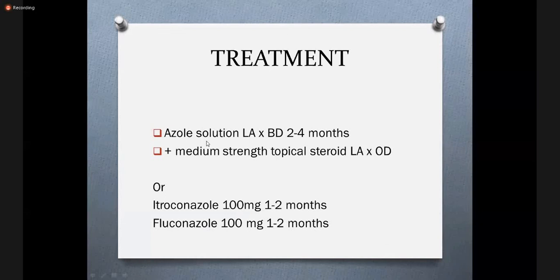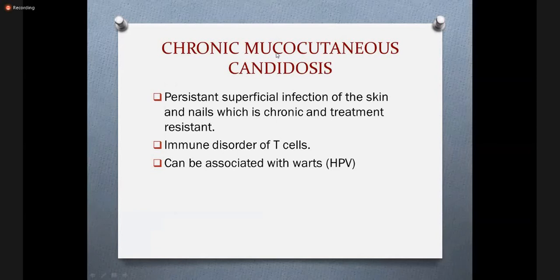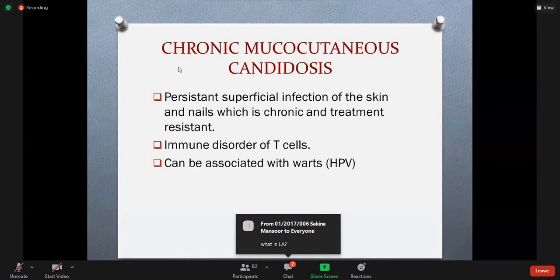Okay, now a few last slides remaining. Chronic mucocutaneous candidiasis is a persistent superficial infection of the skin and nail, which is chronic and resistant to treatment. It is an immune disorder of the T cell. It can be associated with warts because the patient is immunocompromised.